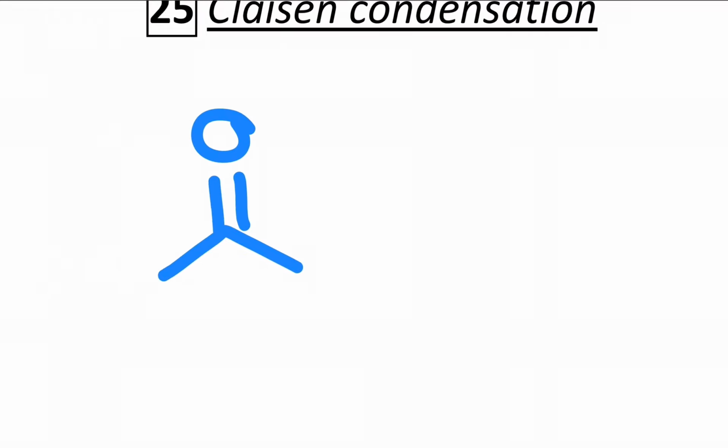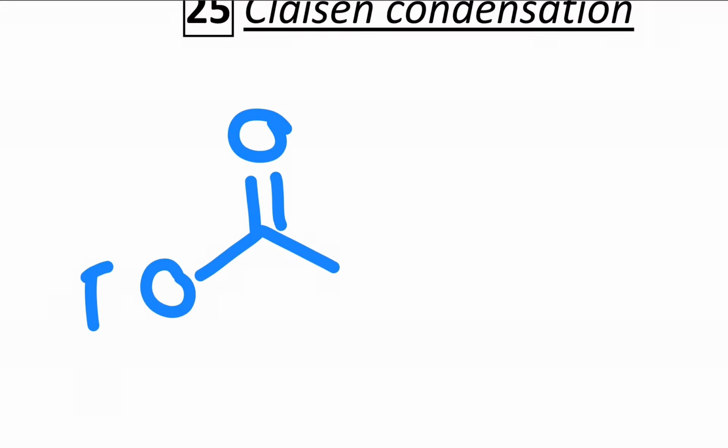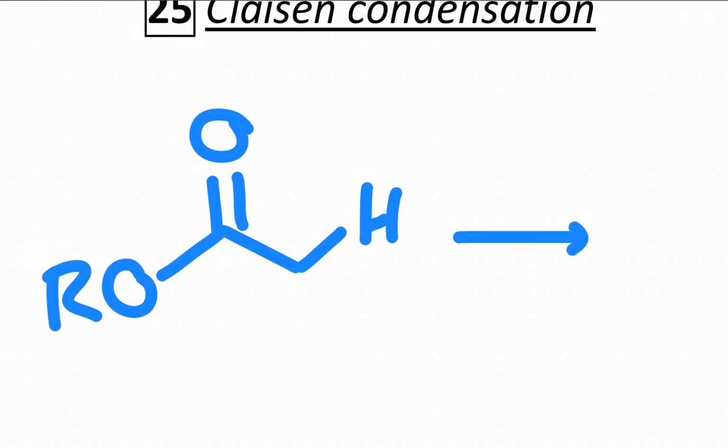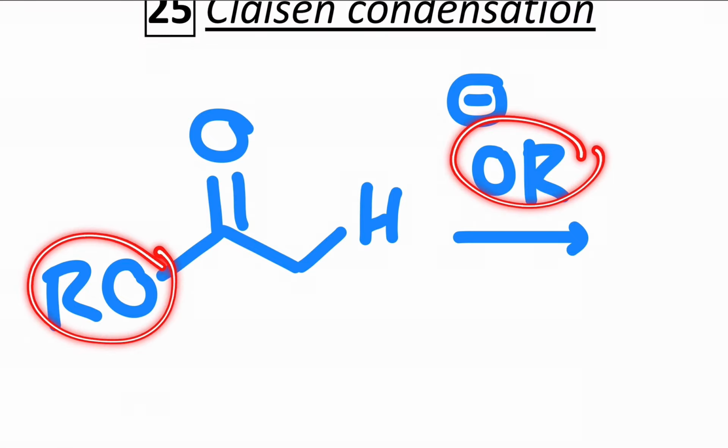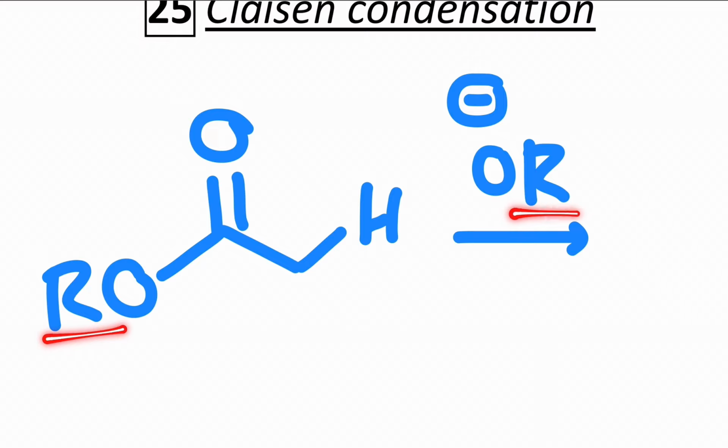Remember, an ester has an alkoxide group on one side, and as long as it's got some alpha hydrogens, you can treat that with base. Typically the reaction is done with an alkoxide that matches whatever type of ester it is. So if this is O-methyl, this would be methoxide. If it was O-ethyl, it'd be ethoxide.